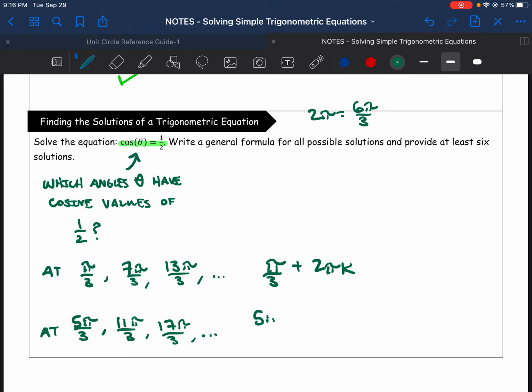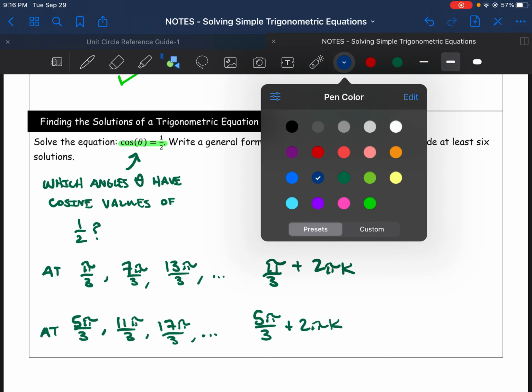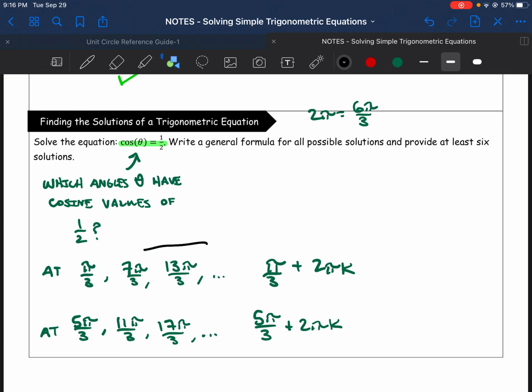So 5 pi over 3 plus 2 pi k, again, k is representing an integer. If I keep adding 2 pi to 5 pi over 3, I'm always going to get an angle with a cosine value of 1/2. So to more specifically answer our question here, these are at least 6 values. Let me fix that up, it's bothering me visually. So here are at least 6 possible solutions.